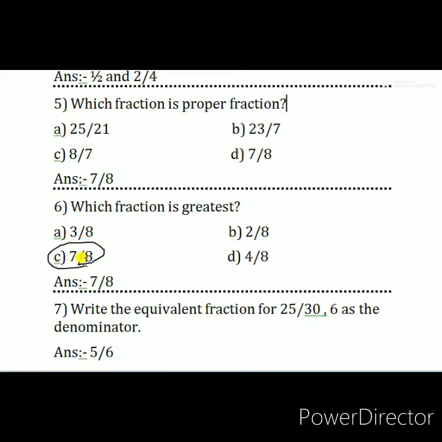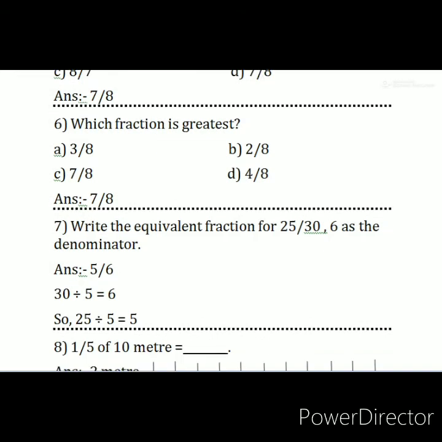7 is the greatest number. So which fraction is the greatest fraction here? 7 by 8 is the greatest fraction. This is very easy to find as the denominators are the same. Now we have to find only the numerators. The fraction with the greatest numerator is the greatest fraction. 7 by 8 is the greatest fraction here. Now we see question number 7.